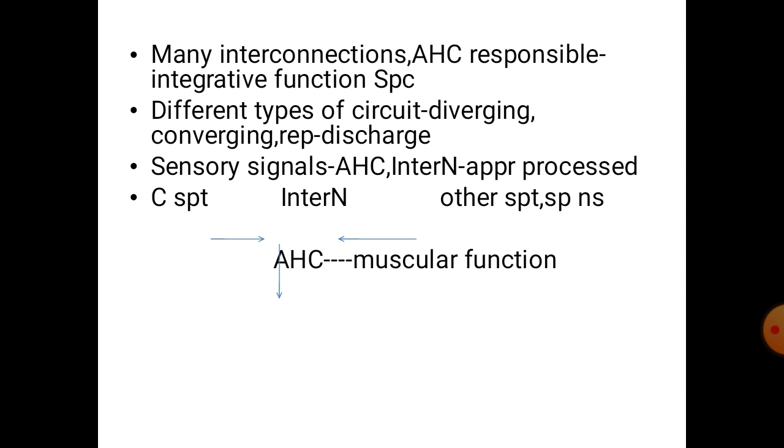The sensory signals may come to the anterior horn cells directly or through the interneurons, and these are appropriately processed so that they give the motor response in the same segment. But some of the sensory signals can go through the interneurons to the higher centers. When the reflex is at the same segment, the sensory signals going directly to the anterior horn cells or through interneurons stimulate the anterior horn cell, which then sends motor impulses so that the muscle contraction is performed.